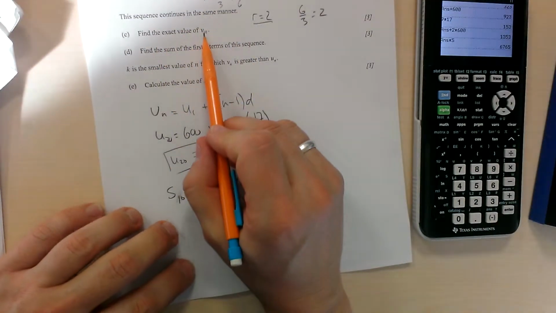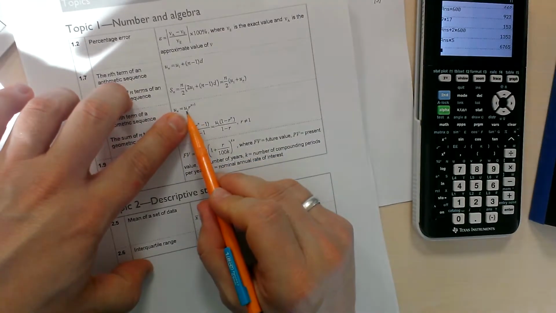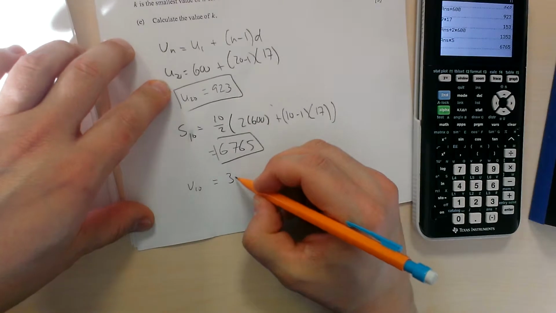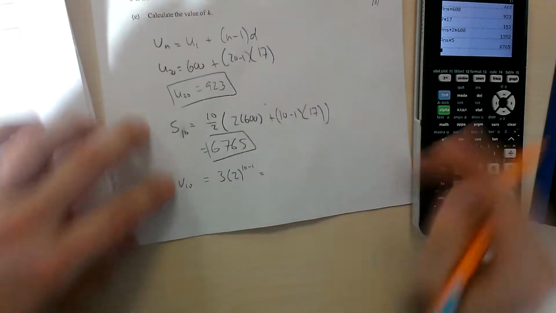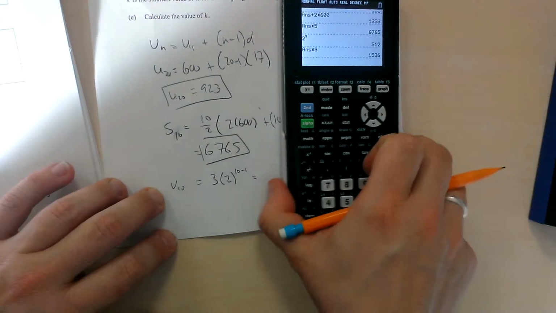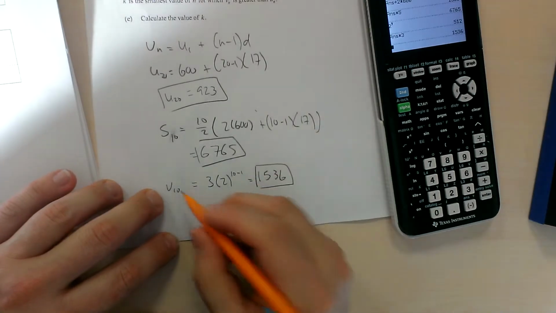All right, so let's find the exact value of our 10th term. So v sub 10 would be equal to the first term times r to the n minus 1. The first term is 3 times r, which is 2, to the n minus 1, 10 minus 1. So that's 2 to the 9th power times 3, 1,536. That is our 10th term.